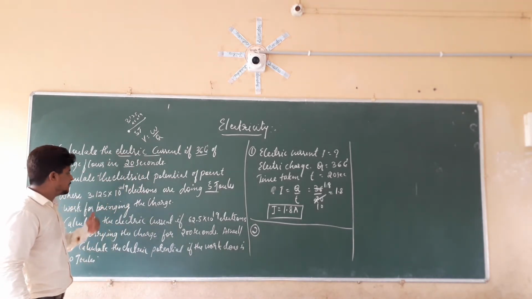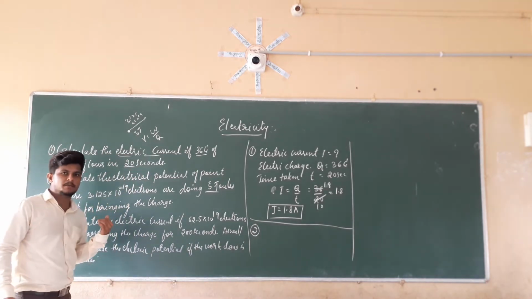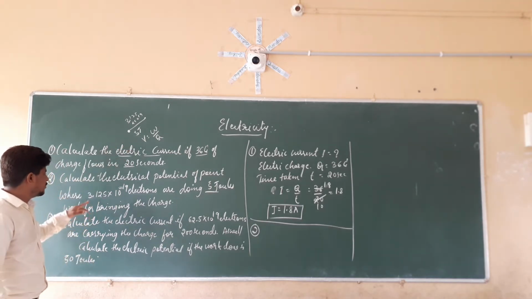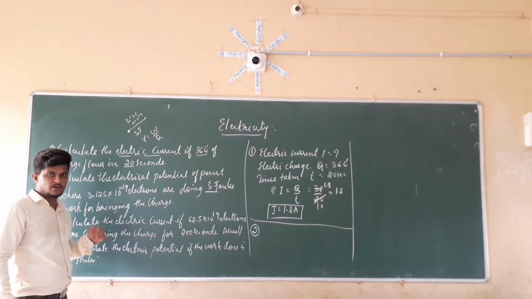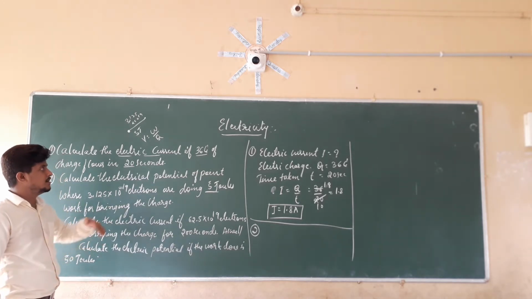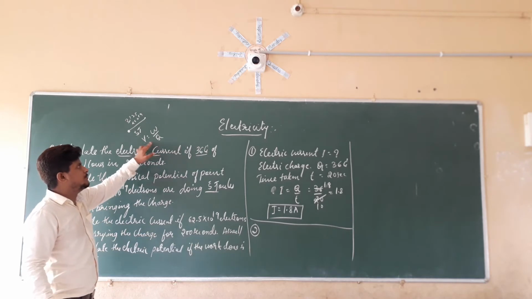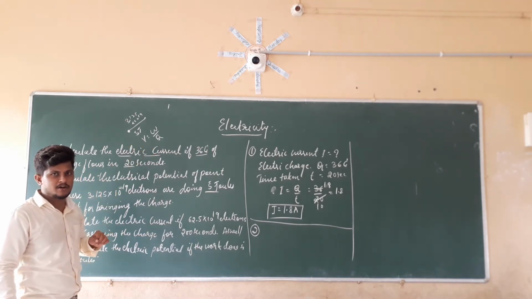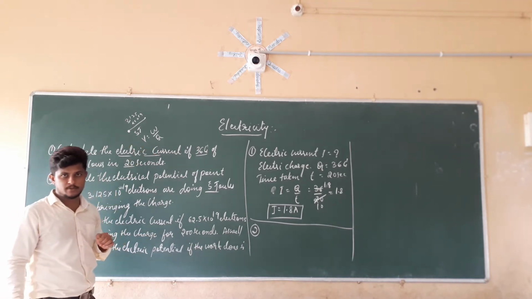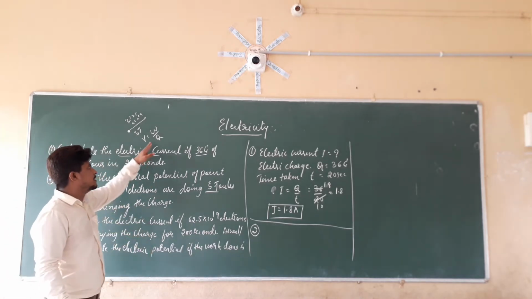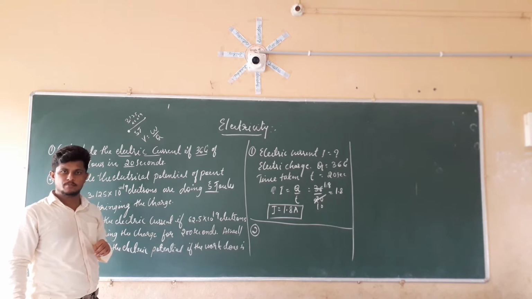If you check the problem statement correctly, they gave the number of electrons, but they didn't give the Q value. The number of electrons is 3.125 into 10 raised to 19, but we don't know the Q value. Without the Q value, is it possible to find out the voltage or electric potential here? No, it is not possible. For that reason, first we have to calculate the value of Q.